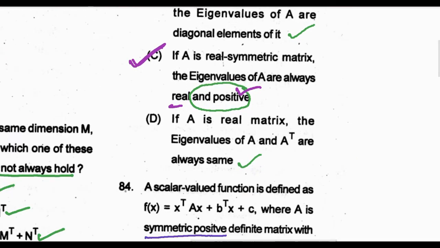Option D is also given as a true statement. If A is a real matrix, the eigenvalues of A and A transpose are always the same. This is a true statement. So here the answer is option number C.